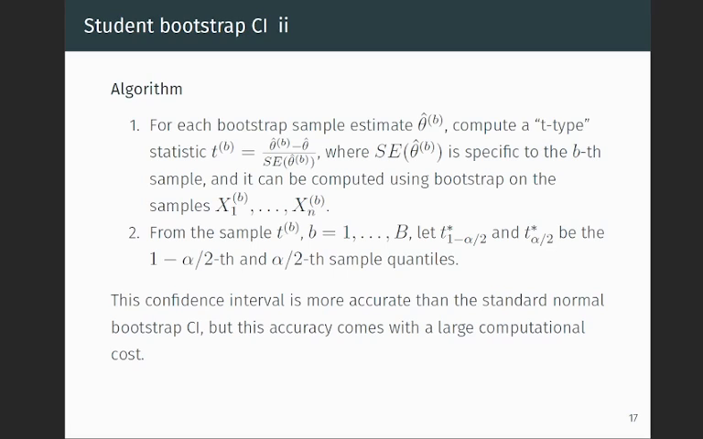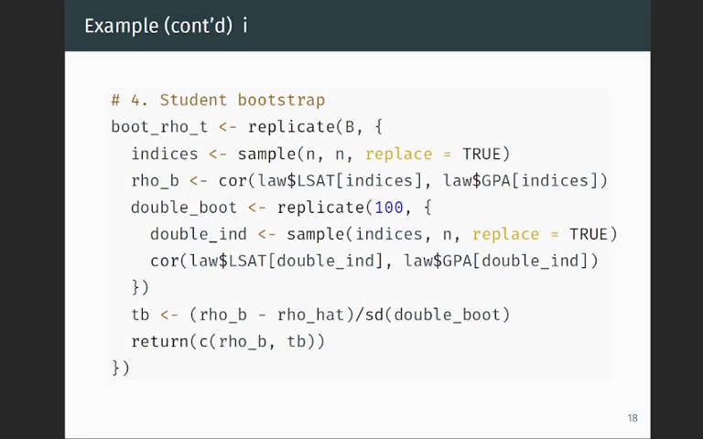And so it's a 2-step algorithm. First, we need to estimate the standard error for each of the theta hat b. And then once we have that estimate, we can compute the TB and then compute the sample quantiles. And as a consequence, what we get is a more accurate confidence interval than the standard normal. But of course, this comes with a high cost in terms of computational requirements. So that's a trade-off. We increase accuracy, but we also increase computational cost. Okay, so let's look at a computation.